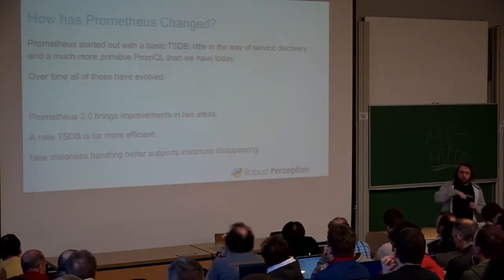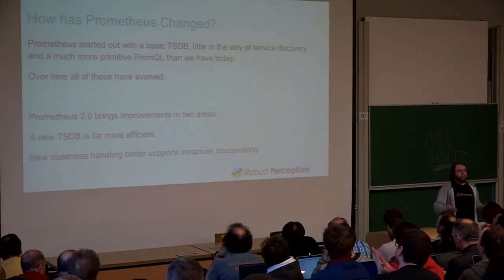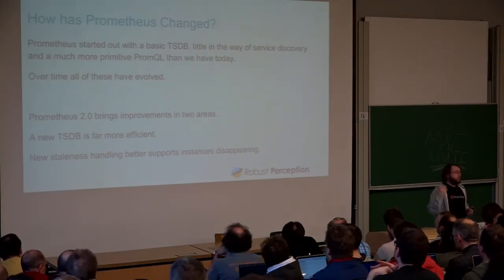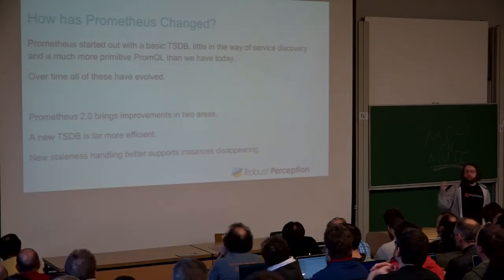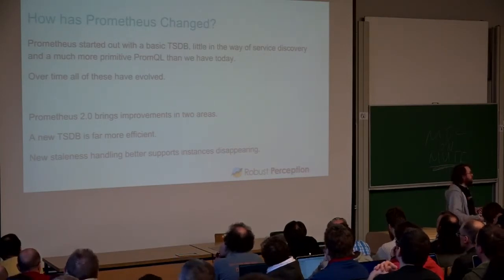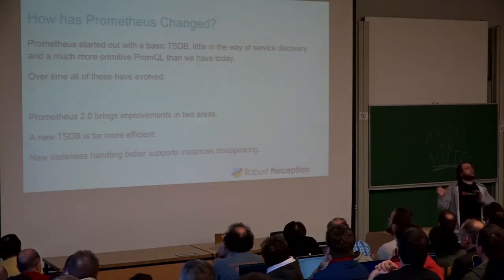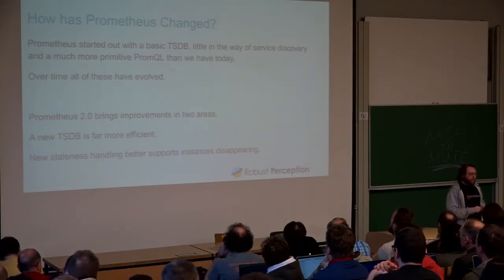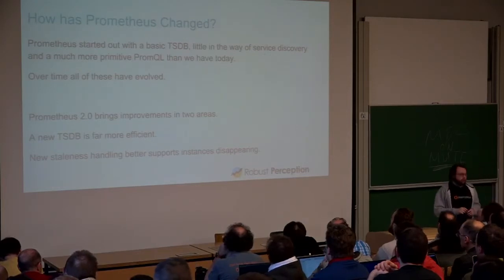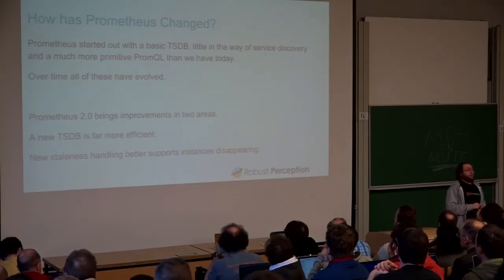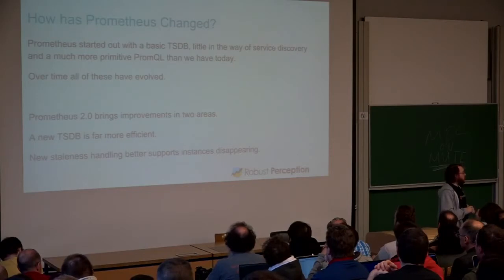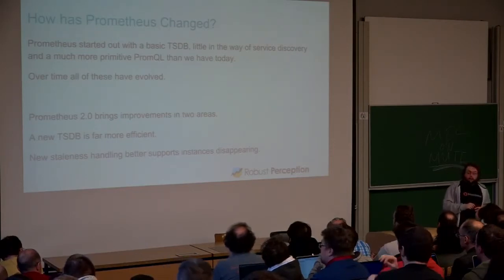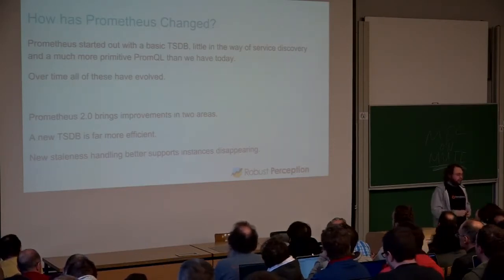So that's an overview of some of the things Prometheus is doing and can do to help you deal with the cloud-native world and all its dynamism and all its churn. But Prometheus wasn't always this good at it. It started off pretty basic, like, was it 4 years ago now? It had very little in the way of service discovery. PromQL was not what it is today. And naturally, over these years, things have evolved.